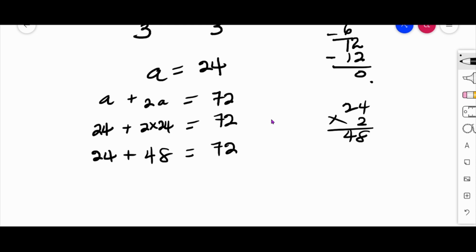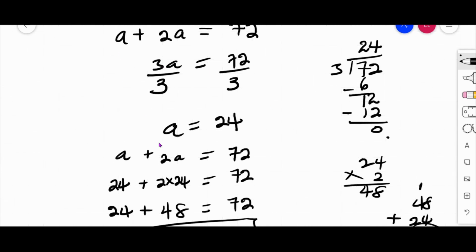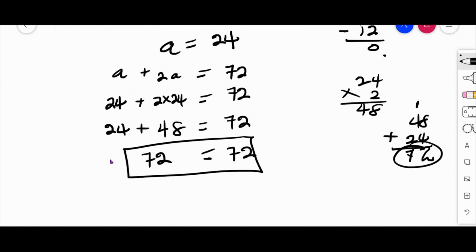So let's go with 48 plus 24. 4 and 8, that would give us 12, right? 2 carry 1, and 1 and 4 would be 5. 5 and 2 would give us 7. So this is correct. So on this side we have 72 being equal to 72, and once we get both sides being equal, then we know that we are correct. So if we had A and let us call the other number B, but B is really 2 times A, then we know that one number would be 24 and the other number would be 48.